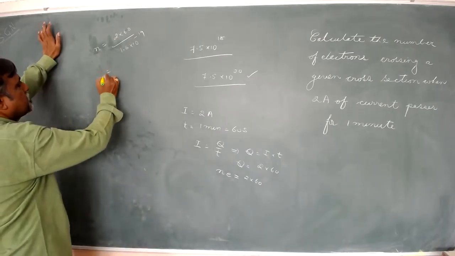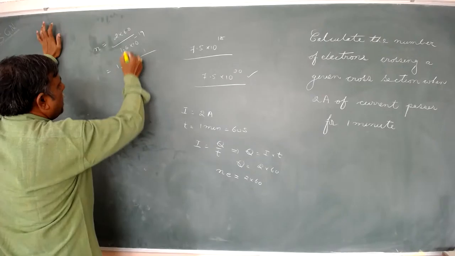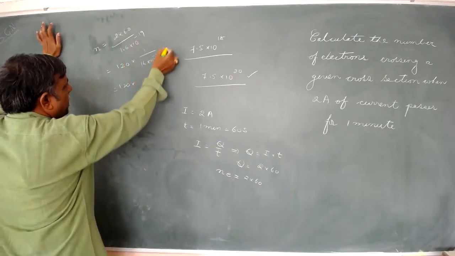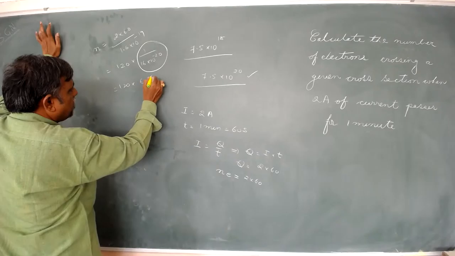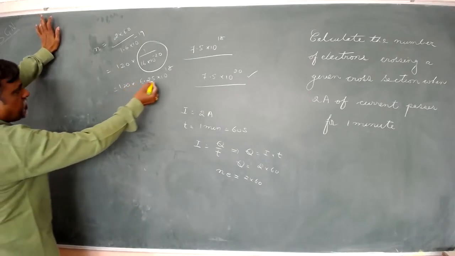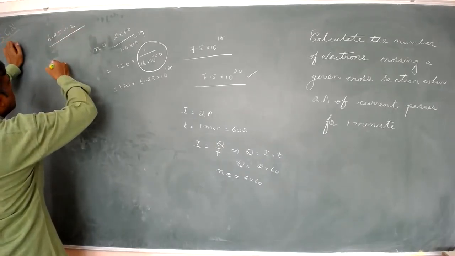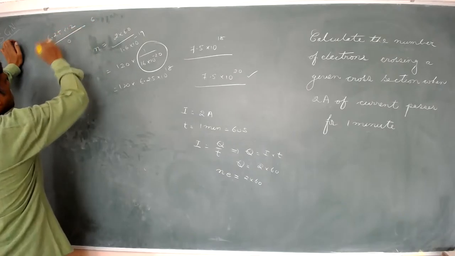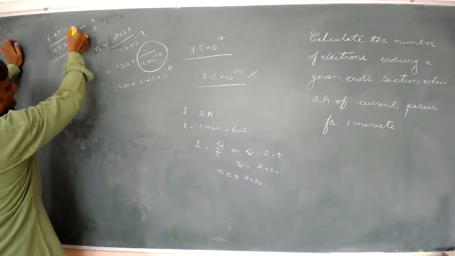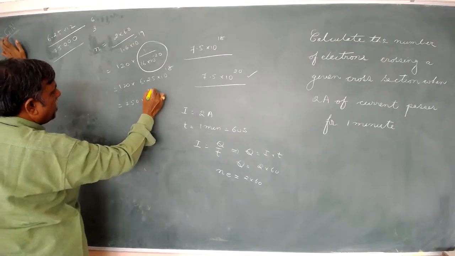Understood? Okay, so here you see 2 into 60, that is 120. 120 into 1 by 1.6 into 10 power minus 19, that is 1 by 16 into 10 power minus 20. So 120 goes up, and if you simplify this, you get the value 6.25 into 10 power 18. Am I correct? Okay, so 6.25 into 120. 6.25 into 12 first I will calculate: 12 fives are 60, 12 twos are 24, 12 sixes are 72. So we get 750 into 10 power 18.